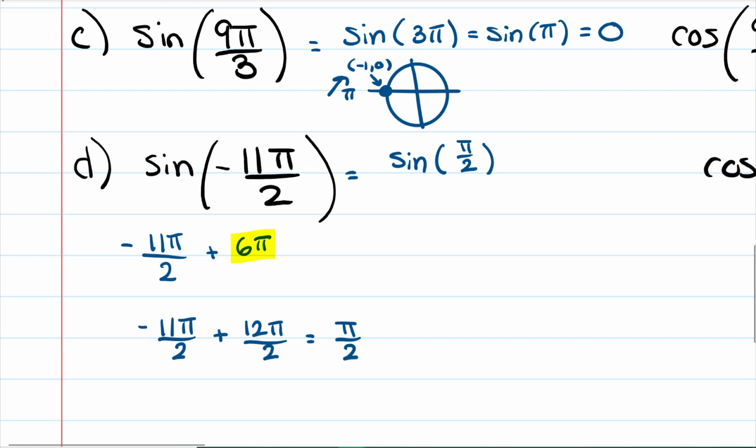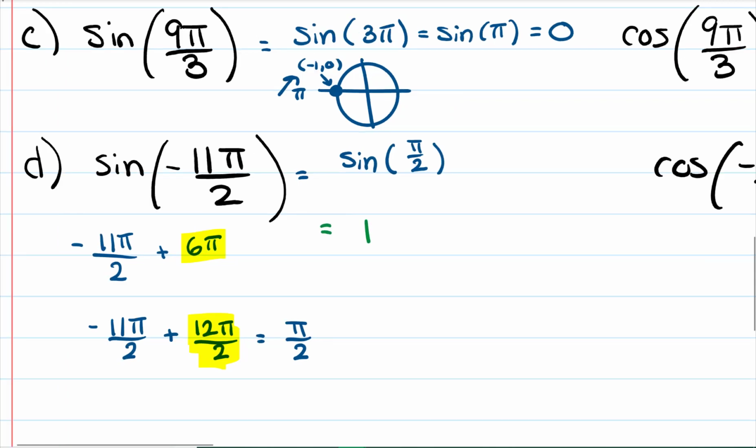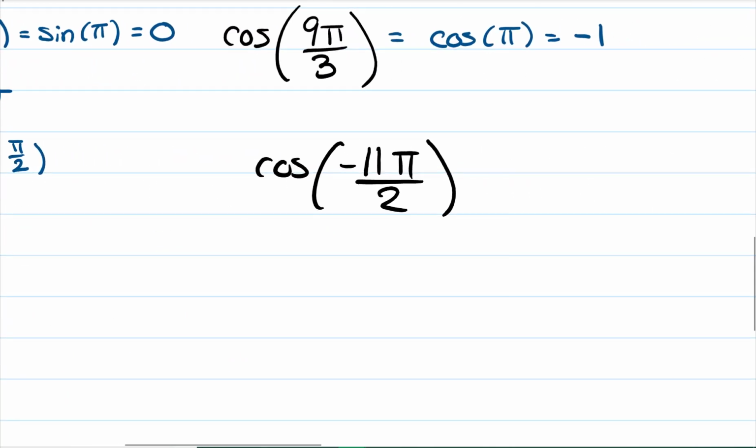If this step did not make sense, you can just keep adding 2 pi over and over and you will get to this. So pi over 2 again is at the top. We've done that one. And we get sine of pi over 2 is just equal to 1. And so cosine is going to be cosine of pi over 2, which we saw was 0.